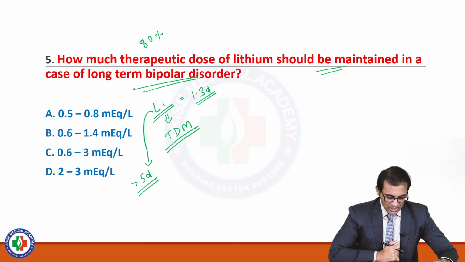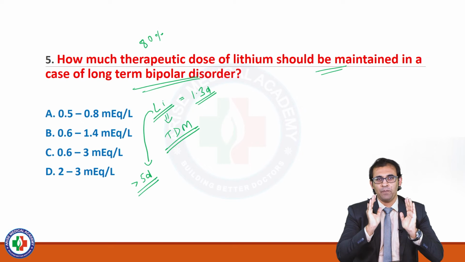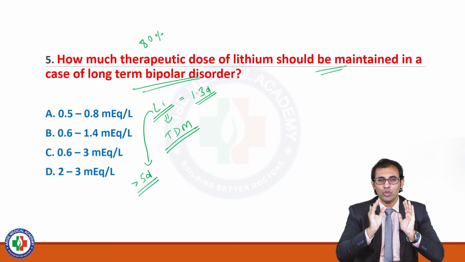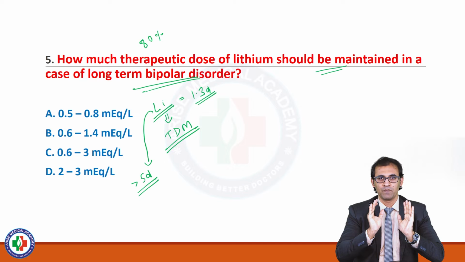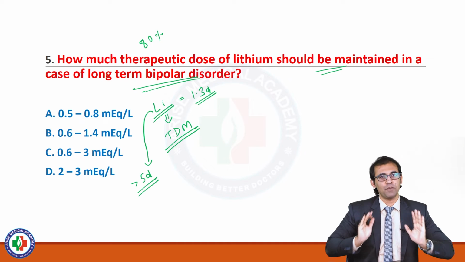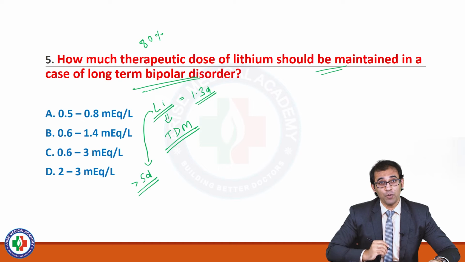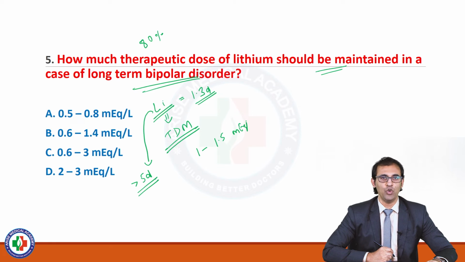All right. Now the question is how much plasma concentration of lithium should be there in a case of acute mania so that it should be supportive to the patient. In a case of acute mania, plasma concentration should be how much? 1 to 1.5 milliequivalent per liter in a case of acute mania.